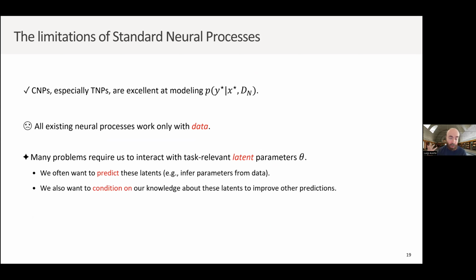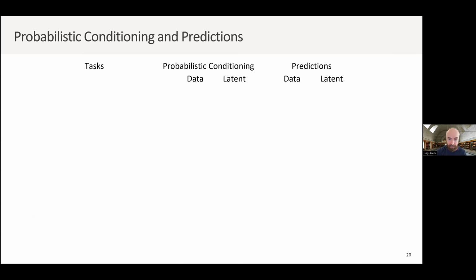And in fact, a lot of the times we care about parameters which we call latent, in the sense that we don't know them and we want to know them. Sometimes we want to predict these parameters. Sometimes we actually have some information about these parameters and we want to be able to use it. And this was not possible in the past.